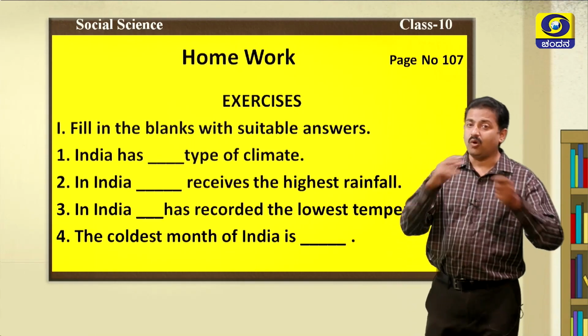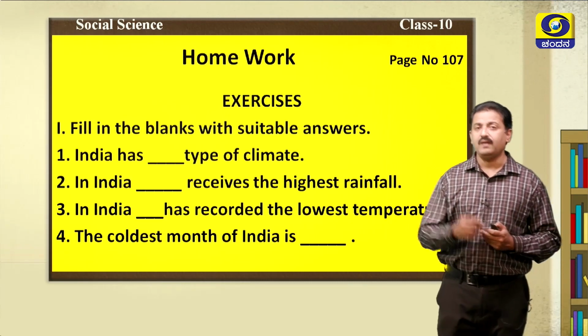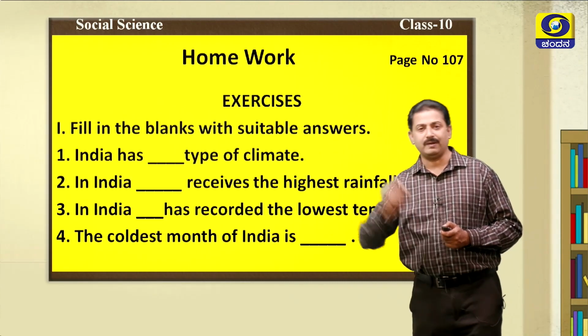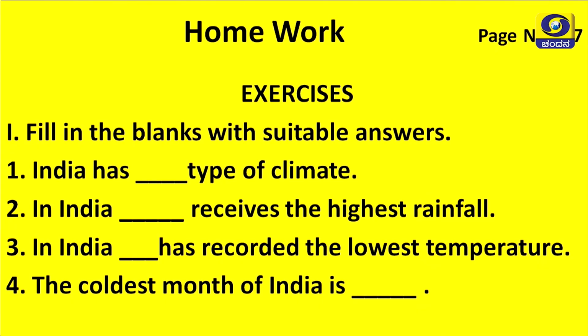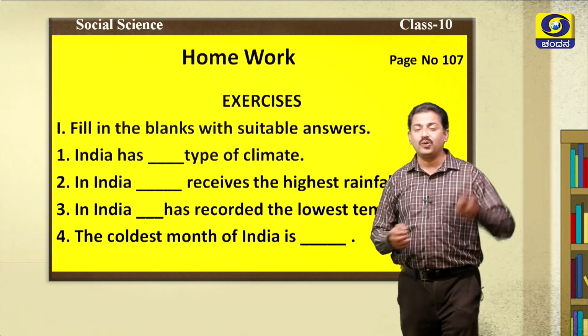Now, I am giving you homework, and this homework exercise is given in your textbook as well, page number 107. So, fill in the blanks with suitable answers. India has dash type of climate. In India, dash receives the highest rainfall. In India, dash has the recorded lowest temperature, and the coldest month of India is dash. All these are fill in the blanks. You will have to write in your notebook and show it to your teacher when the school reopens.